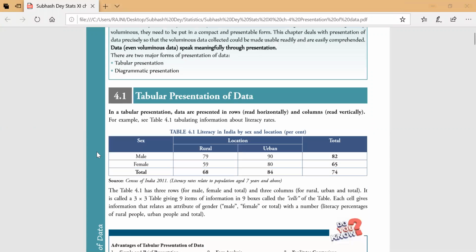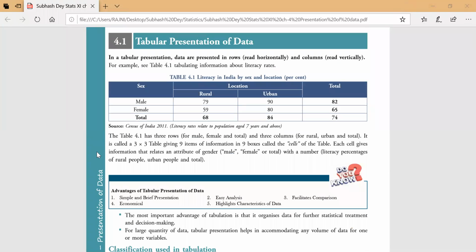There are mainly 3 ways with the help of which we can represent the data. The first one is the tabular presentation of data. The second one is the diagrammatic presentation of data. And the third one is the textual presentation of data. Today we will discuss the first one, that is, the tabular presentation of data.